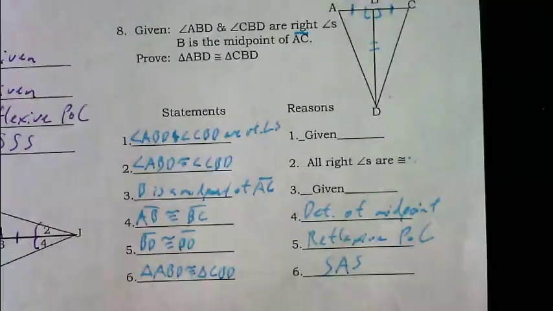How much time we got left? 9 minutes. All right. I want to do a couple other examples. So that's it for the homework.